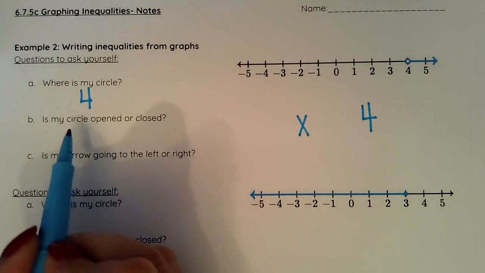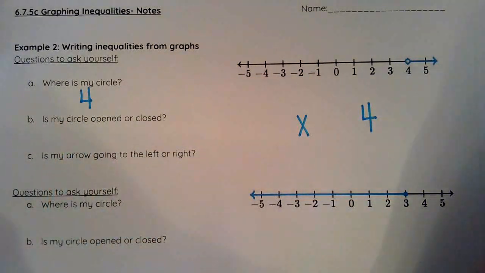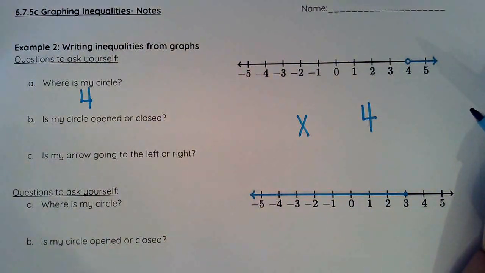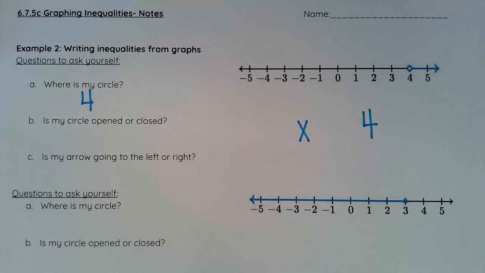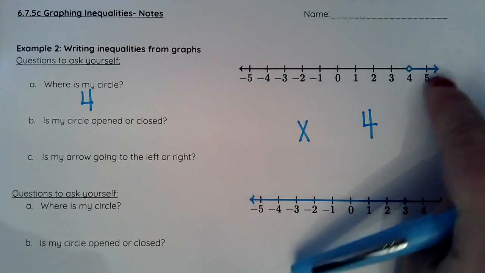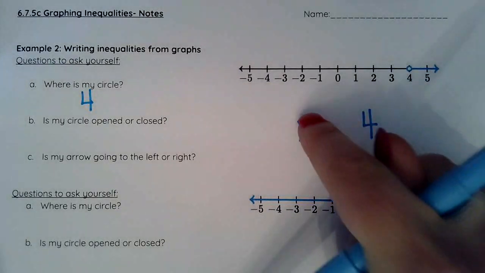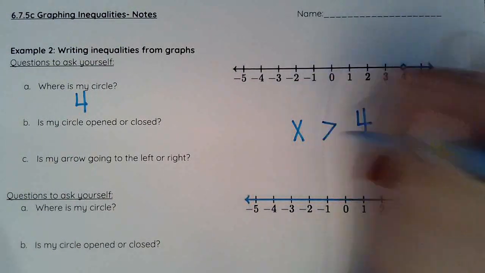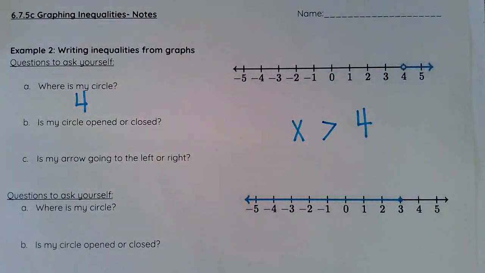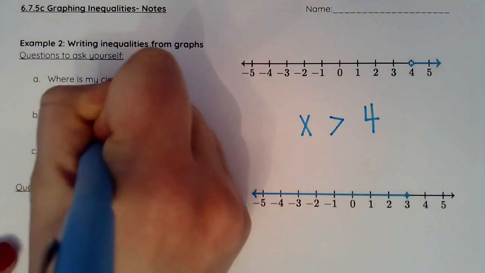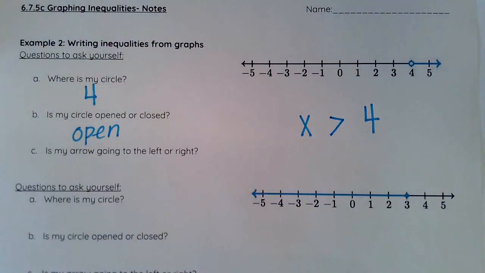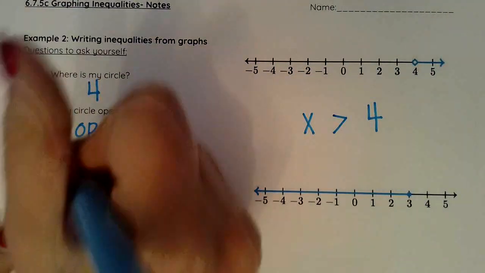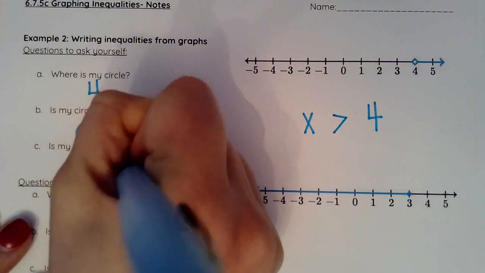All right, so is my circle open or closed? Well, it is open, so I do not have an equal. And then is my arrow going to the left or the right? Well, it's going to the right. If I plug in 5 to make that true, 5 is greater than 4. Forgot to answer my questions. So that means that we will have a greater than sign. So since it's going to the right, it will be greater than.